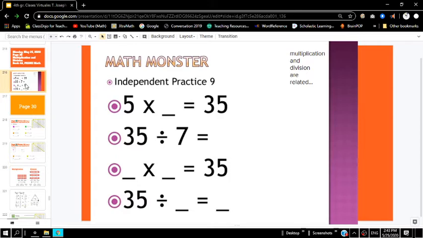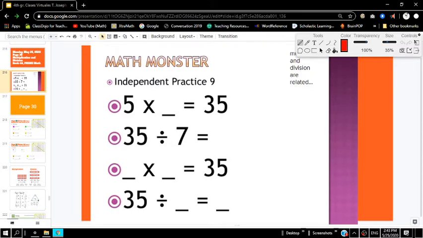So for example, if we look at this first problem, which says 5 times some number gives us 35. Well, if we know our multiplication tables, we can just put 7 in that blank, right? 5 times 7 is 35. So since we know that, we can also find its reciprocal. Our final answer for our product is 35, so 35 divided by 7 equals 5.